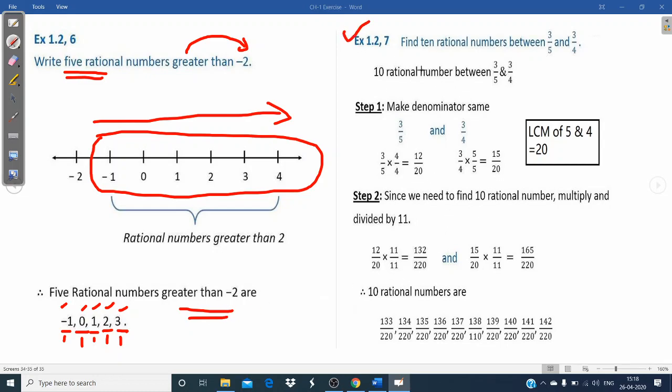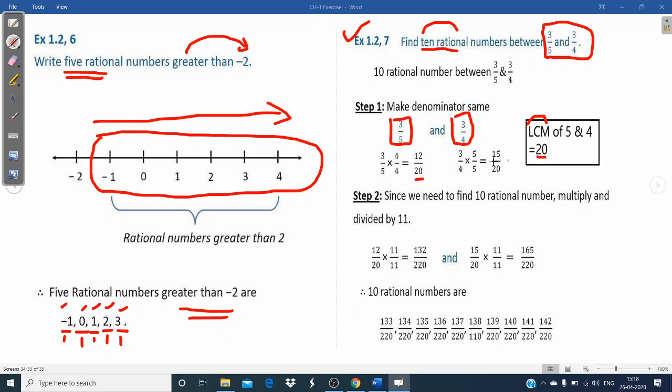Now, 7th question, student. Now you have to find out 10 rational numbers between 3 by 5 and 4 by 5. Now you have to find out how many rational numbers? 10 rational numbers. Now again your first step should be what? Make the denominator same. Since the denominators are not same, you have to take the LCM in order to make the denominator same. So LCM of 5 and 4 will be what? 20. So these were your actual two numbers, 3 by 5 and 3 by 4.